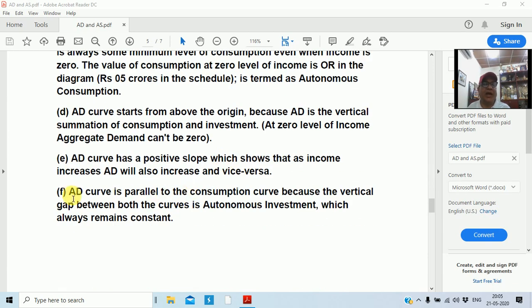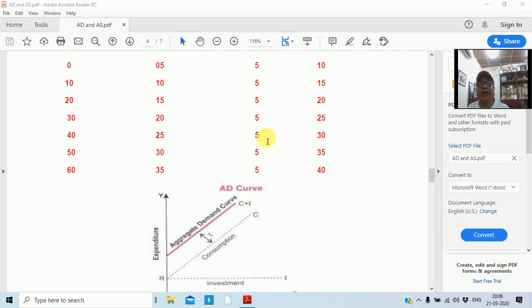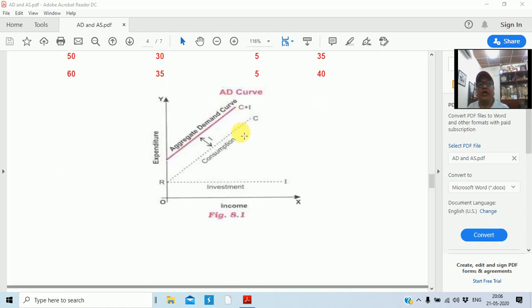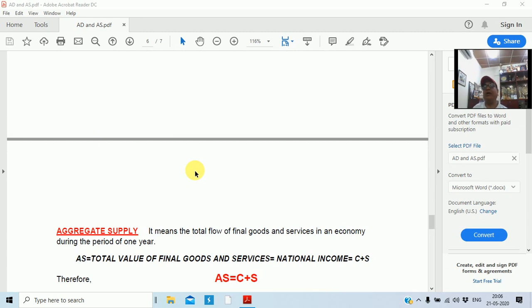Then finally, the AD curve is parallel to the consumption curve because the vertical gap between both curves is autonomous investment, which remains constant. If you look, the AD and consumption curves are parallel to each other, which means the gap between them is the same. Why? Because the difference between AD and the consumption curve is I, and I remains constant. That's why they are parallel to each other. This is about the aggregate demand curve.